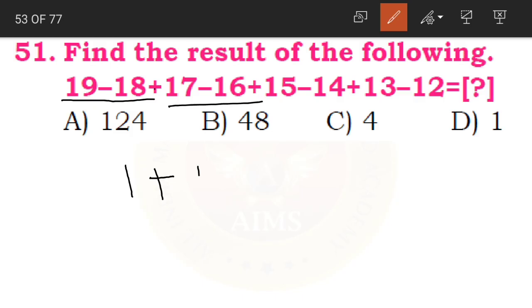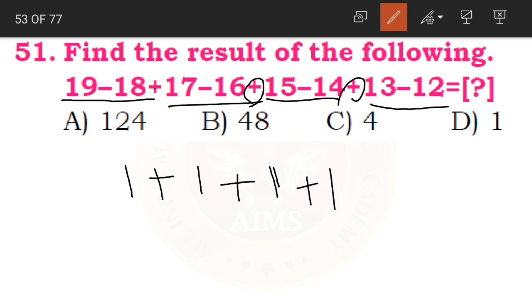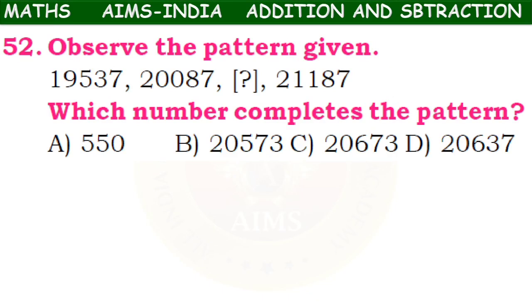Now 17 minus 16 is 1 again. Then the plus symbol. 15 minus 14 is 1 again. And then we have the plus symbol. Lastly, 13 minus 12 is also equal to 1. 1 plus 1 plus 1 plus 1 is equal to how much? 4. Yes. So our answer is option number C. That is 4. Very easy, right? Moving on to question number 52. Observe the pattern given.